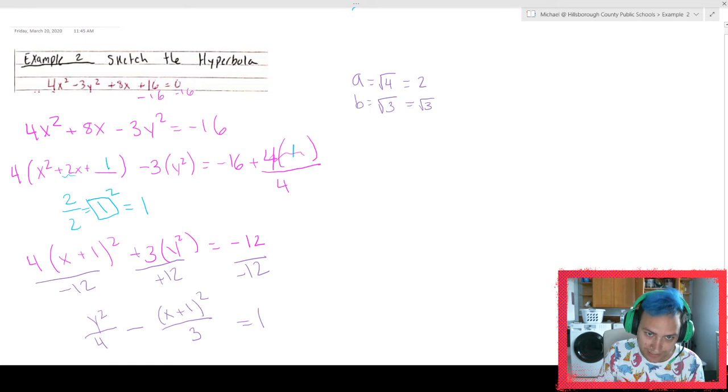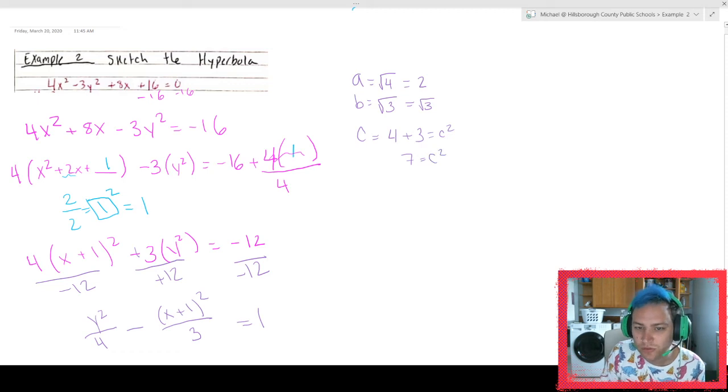Coming over then to the next part, we have to get our C. And C is going to be done by doing a squared plus b squared equals c squared. So a squared is going to give me 4. B squared is going to give me 3. That's going to give me c squared. So I get 7 equals c squared. So square root of 7 is going to be c. So there's my A, B, and C.